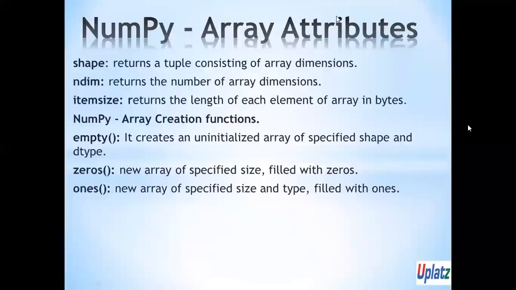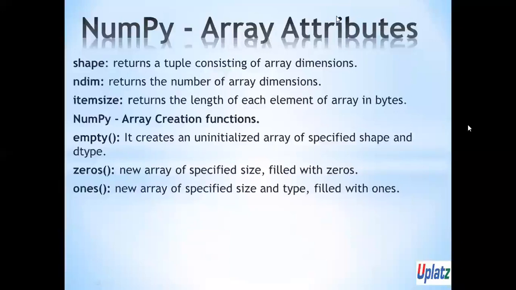Then a data type object describes interpretation of a fixed block of memory corresponding to an array depending on the following aspects: the type of data, the size of data, and byte order. The byte order can be little endian or big endian, which is not of concern right now.